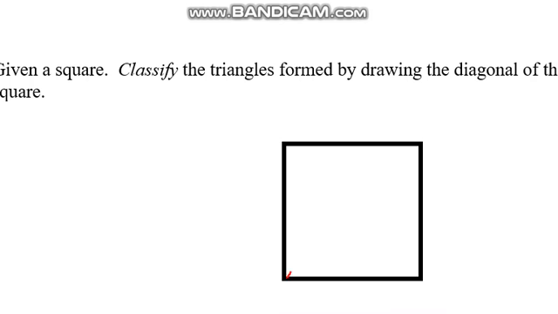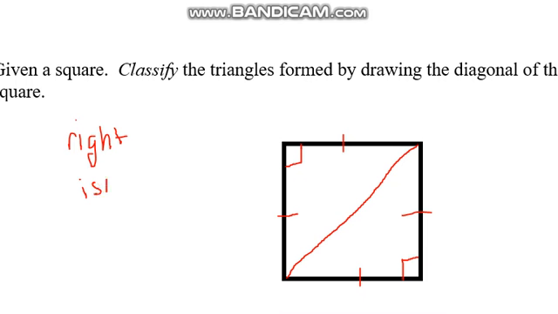All right, so when we draw a diagonal here, I'm sorry for how bad my diagonal is, we do know that these are still right angles, so we know that these are both right triangles, but we also know that since all of the sides of the square are equal, that we have two right isosceles triangles because they have two equal sides and one right angle. So that is our answer to our warm-up.